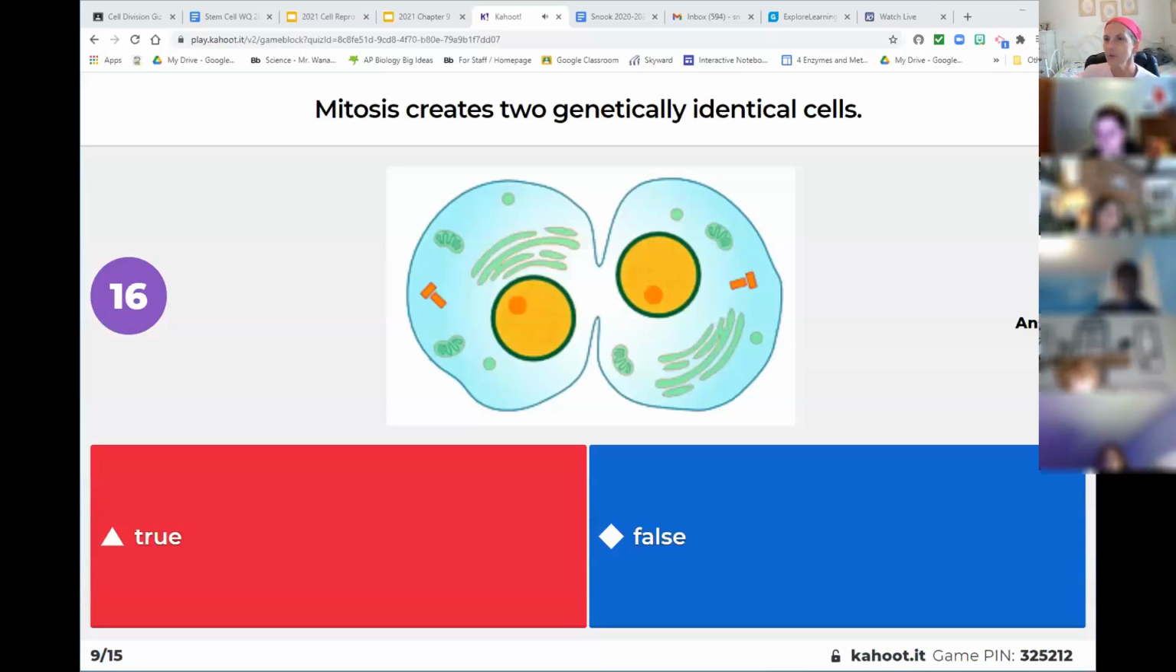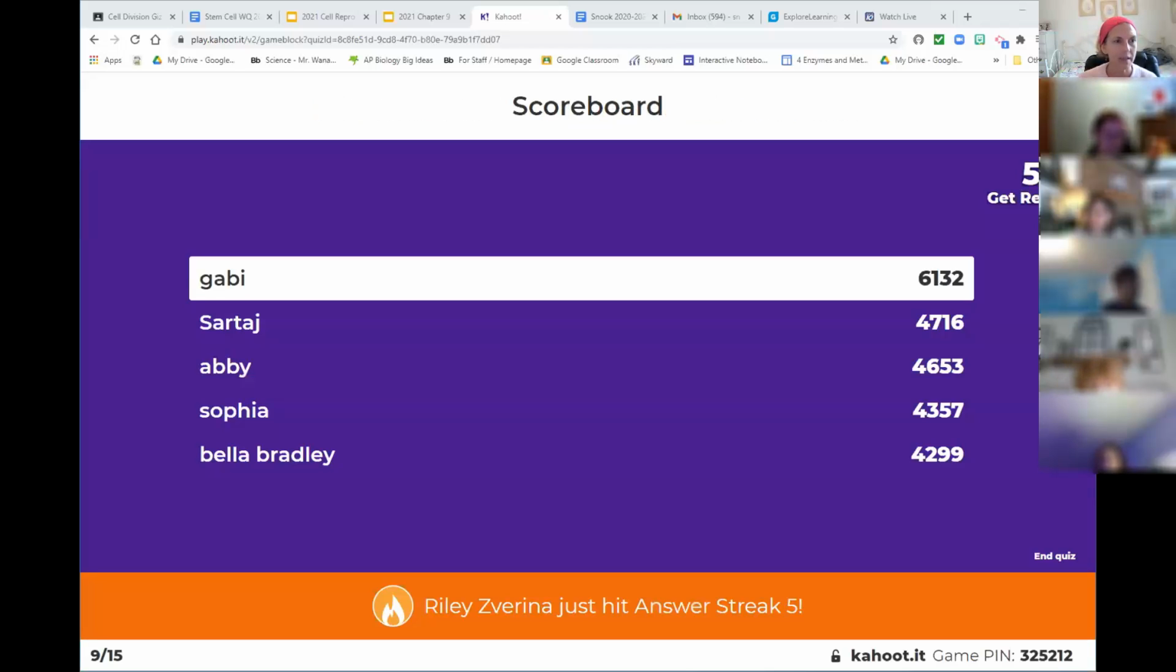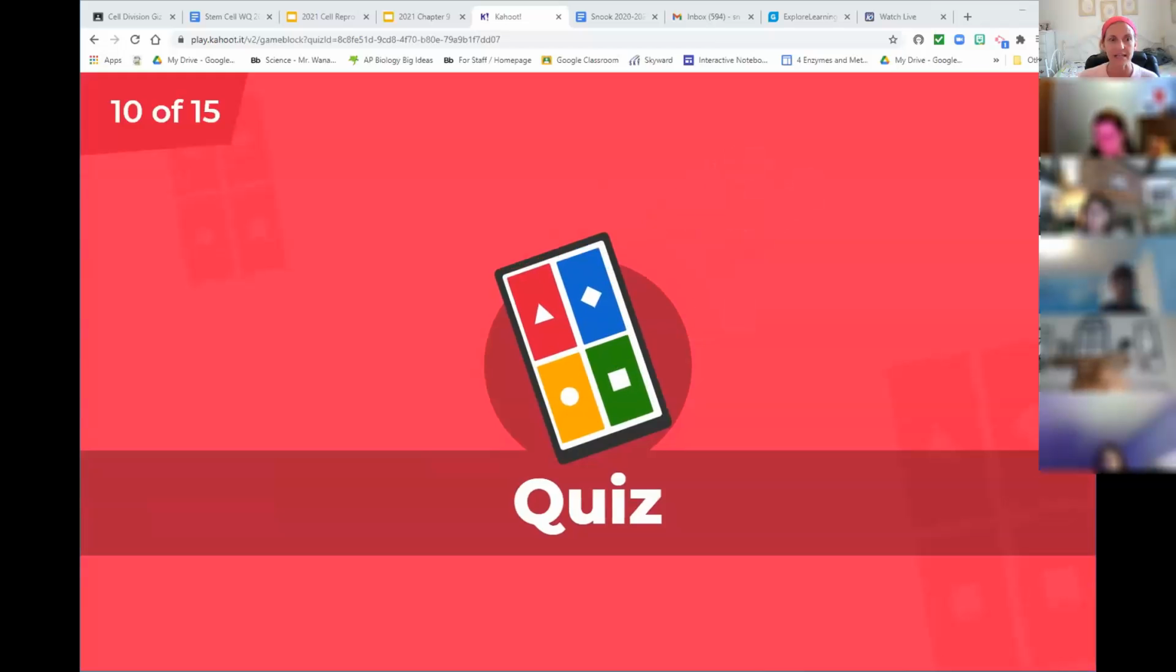Do you make 2 identical cells during mitosis? Or are they different? They are identical. You need to know that for the test. Same contents inside, same genetic information, same number of chromosomes. Ooh, no movement on the board, but Riley is on a streak.